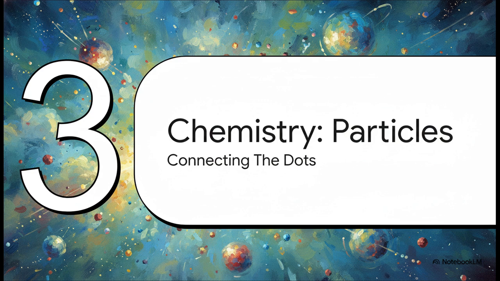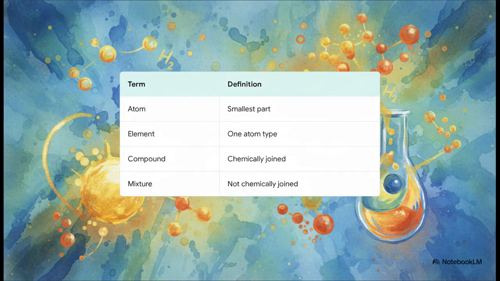Okay, on to Section 3, chemistry. Particles to reactions. Connecting the dots. Before we can start mixing the paints, we really need to know what our basic colors are. You absolutely must know the difference between these 4 foundational chemistry terms. An atom is the smallest part of an element. An element is a substance made of only one type of atom. Think of pure gold. A compound is 2 or more different elements that are chemically joined together, kind of like water, which is hydrogen and oxygen locked tightly together.